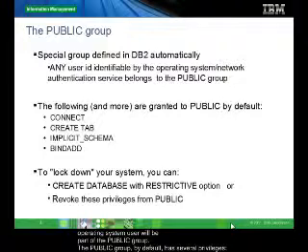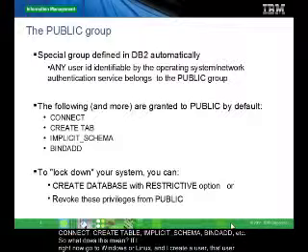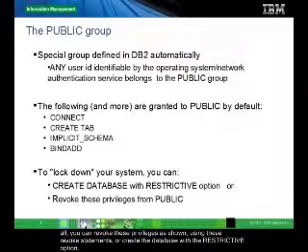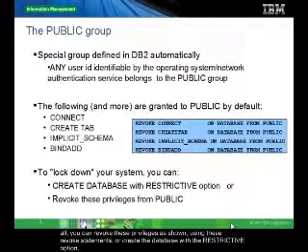The public group by default has several privileges: connect, create tables, implicit schema, bind, add, etc. So what does this mean? If I right now go to Windows or Linux and I create a user, that user can immediately connect to a database because public by default, as said before, has connect privilege. If you don't like to allow any of these privileges to public at all, you can revoke these privileges as shown using these revoke statements or create a database with the restrictive option.